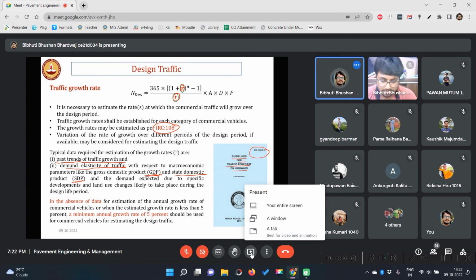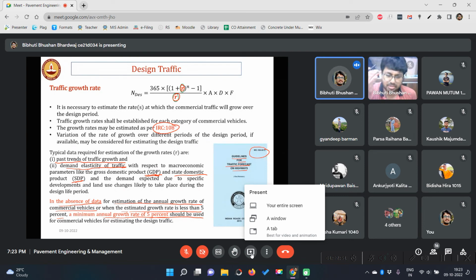But for our case, since we are simply doing some numericals to understand how to analyze design, we can assume any value. But when you are assuming, the code says that in absence of data, for the estimation of the annual growth rate of commercial vehicles, or when the estimated rate is less than 5%, a minimum annual rate of 5% should be used. That means when you don't have data, you can check the rate at which commercial vehicles are growing in the automobile sector, and if it is less than 5%, you still take 5%. Minimum should be 5%.